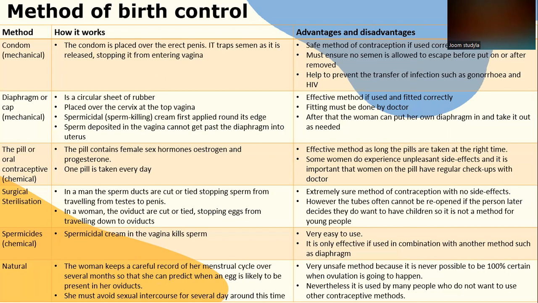Spermicidal cream in the vagina kills sperm. This is considered very easy to use, but it is only effective if it is used in combination with another method such as a diaphragm.